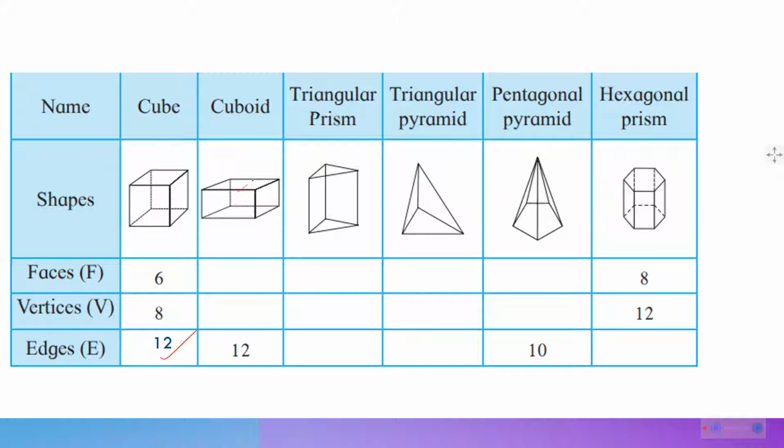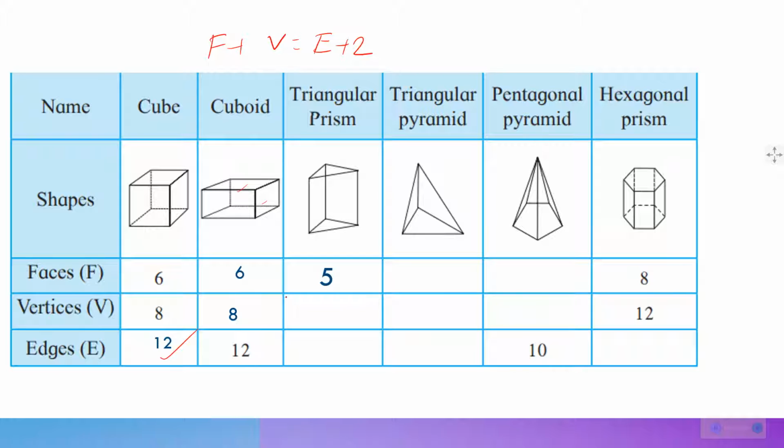If you count these edges and vertices, you will get, or you will accept, the formula that F plus V is equal to E plus 2. This is given to you to prove practically. 6 faces are there just like in a cuboid, 8 vertices, 12 edges.